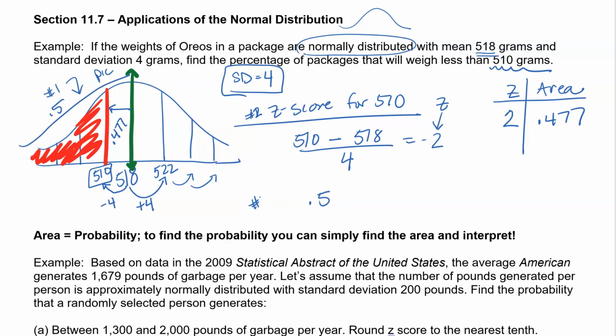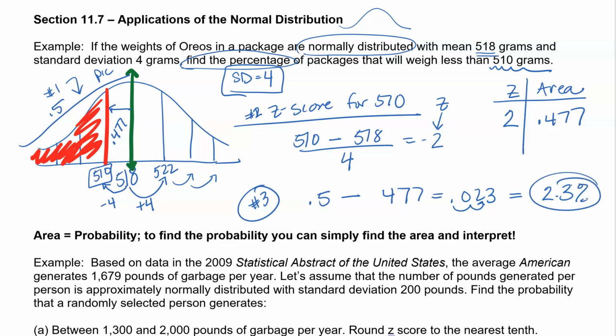Okay, so now I'm on step 3. I'm going to take 0.5 and I'm going to subtract the area that I don't want to get the area that I do want. Okay, so 0.023, and it's asking for the percentage, so I'm going to take that decimal, move it 2 spots to the right, and get 2.3%.